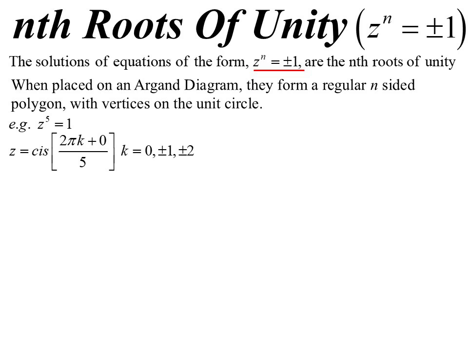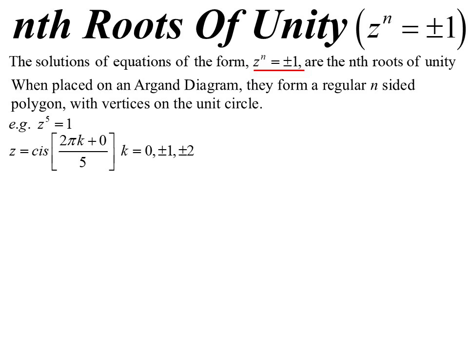And, well, the nice thing about the unity ones, we know the argument of 1 is 0. And if it was negative 1, it'll just be pi. So it makes the equation here nice and easy. I put plus 0 there. The reality is it's just 2 pi k, of course, because plus 0. It's the fifth roots of unity.